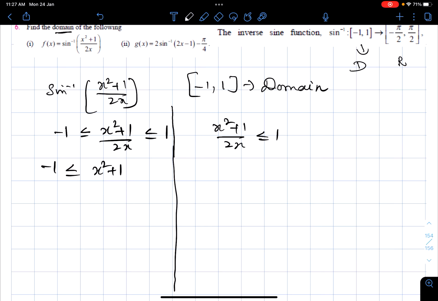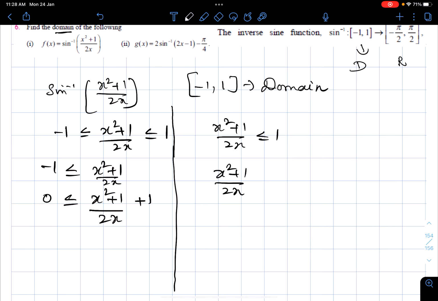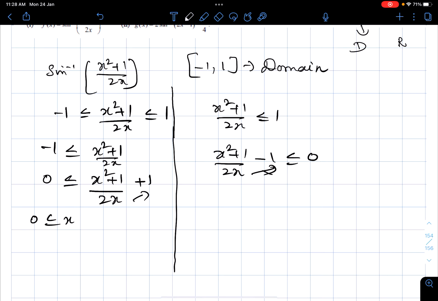So bring this minus 1 to the other side. So 0 less than or equal to (x square plus 1) by 2x plus 1, sorry, I had forgotten the 2x, because minus 1 comes as plus 1. Similarly here, (x square plus 1) by 2x minus 1 is less than or equal to 0. Taking LCM on both sides and cross multiplying, you will get 0 less than or equal to (x square plus 1 plus 2x) by 2x. Here (x square plus 1 minus 2x) by 2x less than or equal to 0.